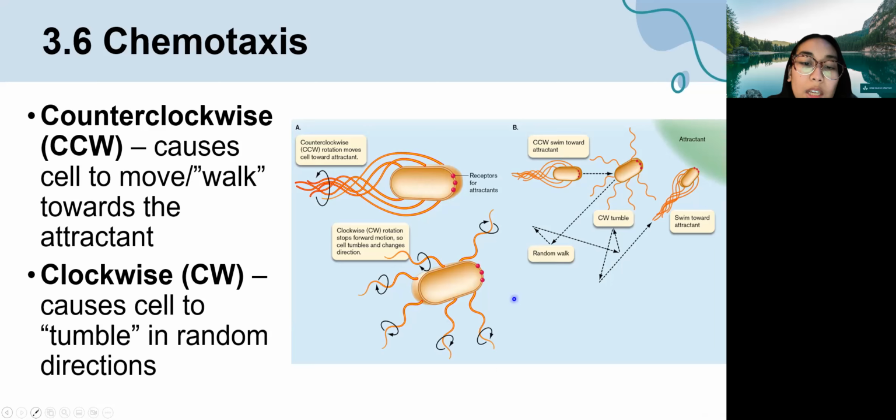Basically, what happens is they do this weird motion where they move towards the attractant, and then they tumble, and then they move towards the attractant again, and then they tumble. Eventually they'll get to the source of the attractant that they want to get to, but it takes a while. The way I like to think about it is when you're playing Marco Polo, if you've ever played Marco Polo with friends in a pool.